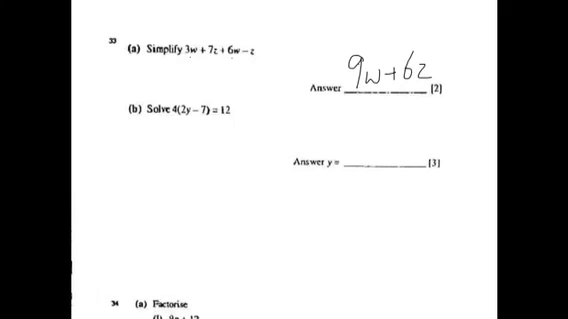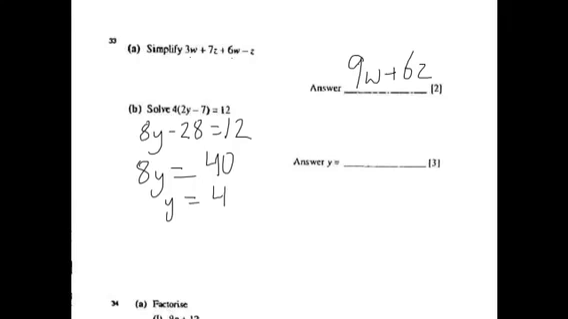Solve the equation. So we first of all have to expand the brackets. So 4 times 2y gives me 8y. Then minus 28 is equal to 12. So 4 times minus 7 gives you minus 28. 8y then is equal to 12 plus 28. So that's 40. So y then is equal to 40 divided by 8. So y is equal to 5.